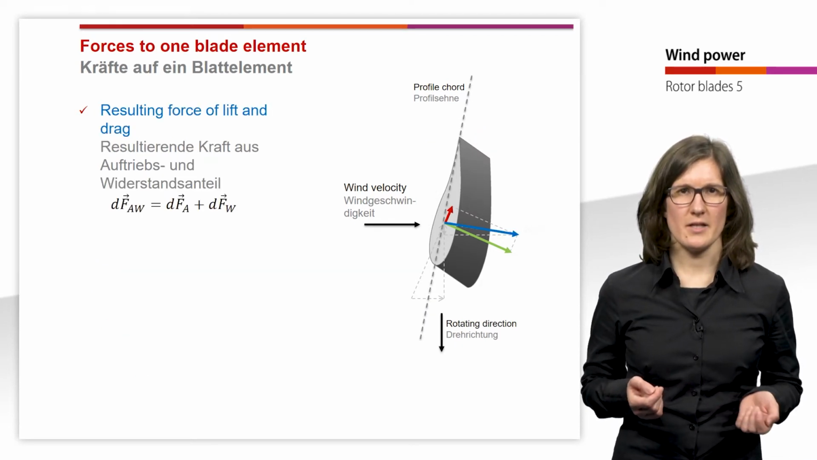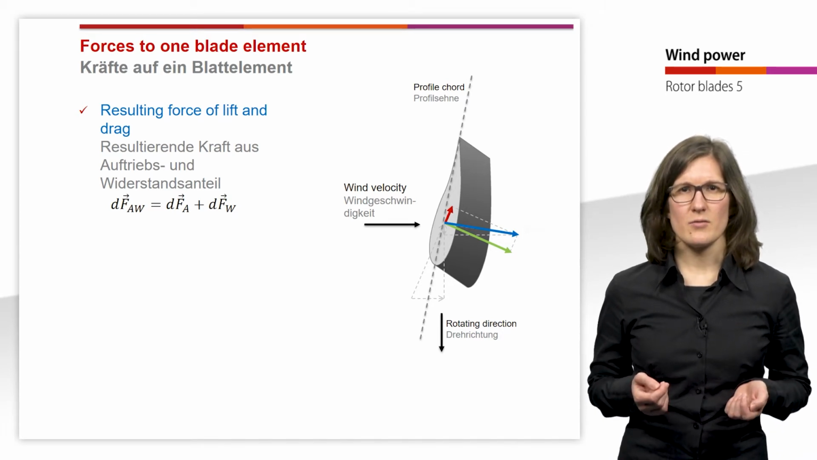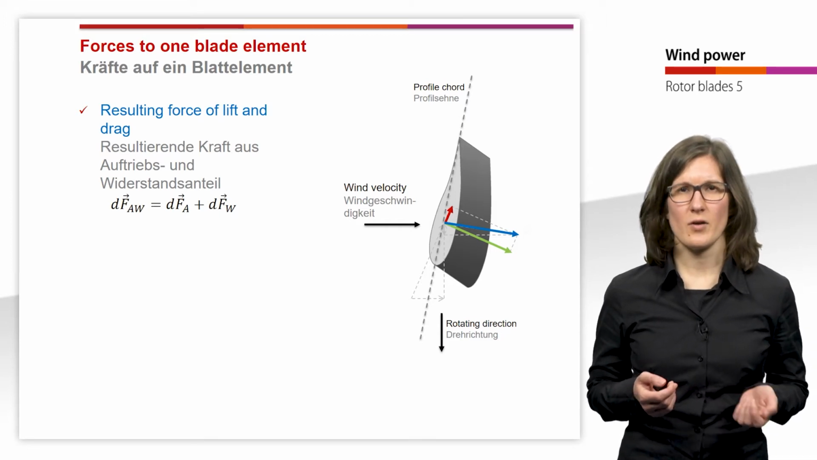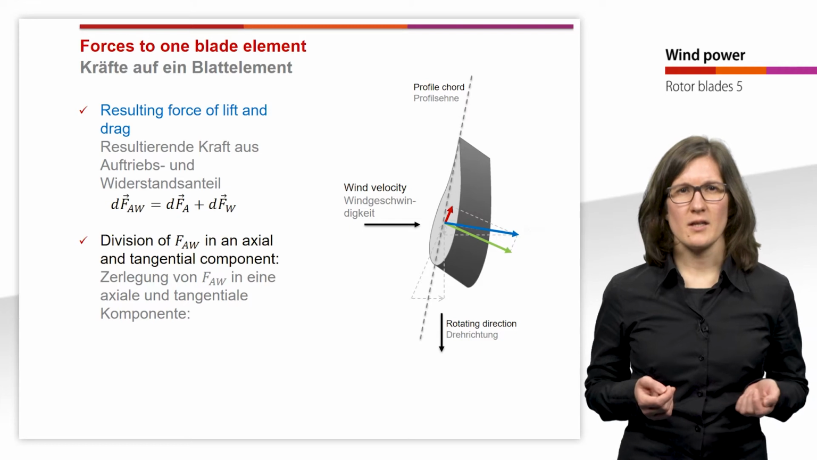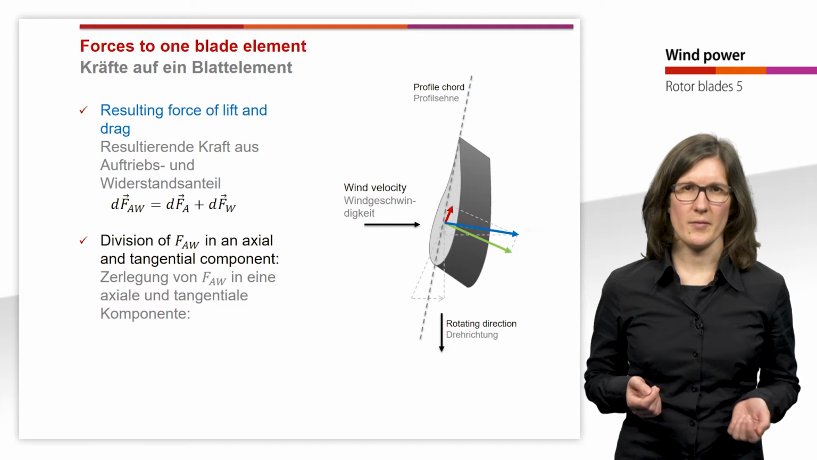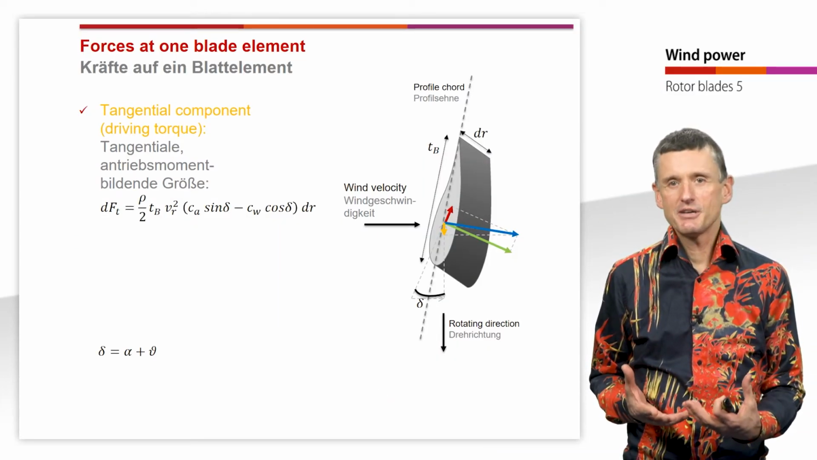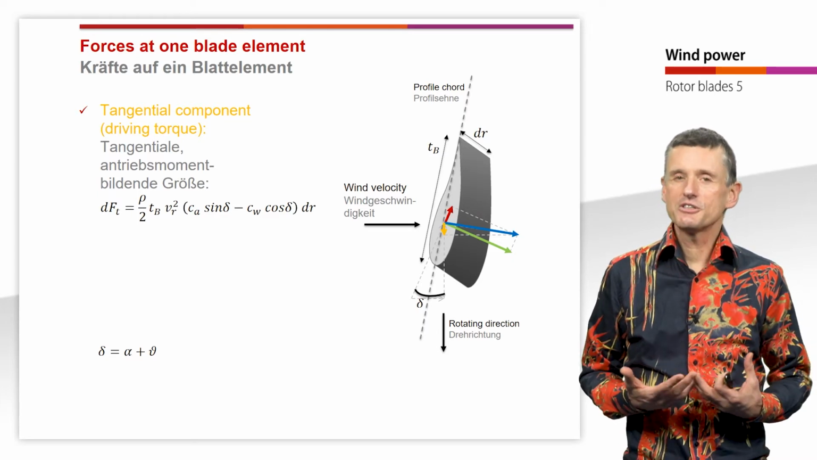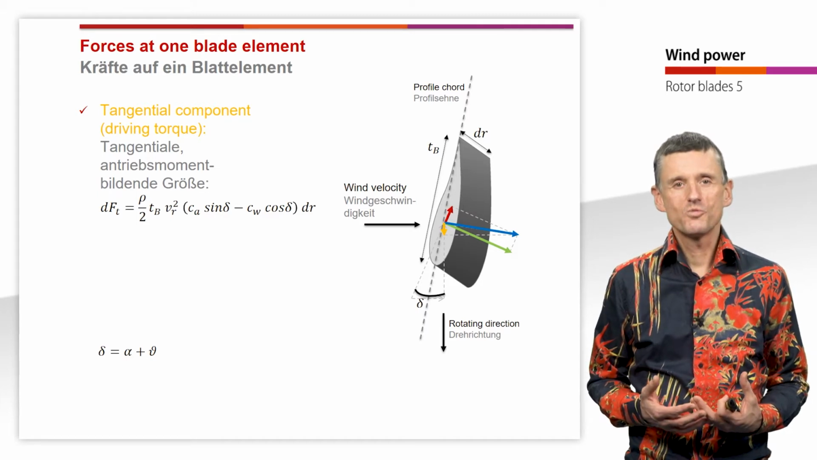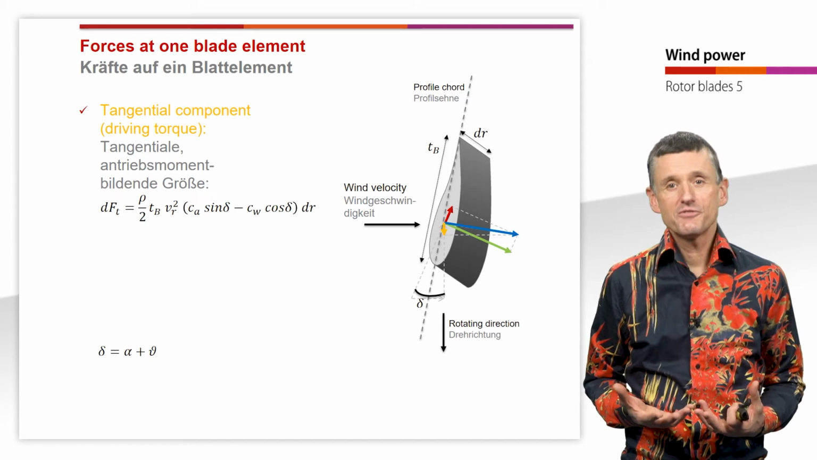The force resulting from the lift and the drag force is shown in blue, and this force is calculated by a vector addition of the lift and the drag force. The resulting force can be divided into an axial and a tangential component. But the forces that we just have seen are not pointing in the directions we are interested in. Therefore, we can derive those forces in a different direction.